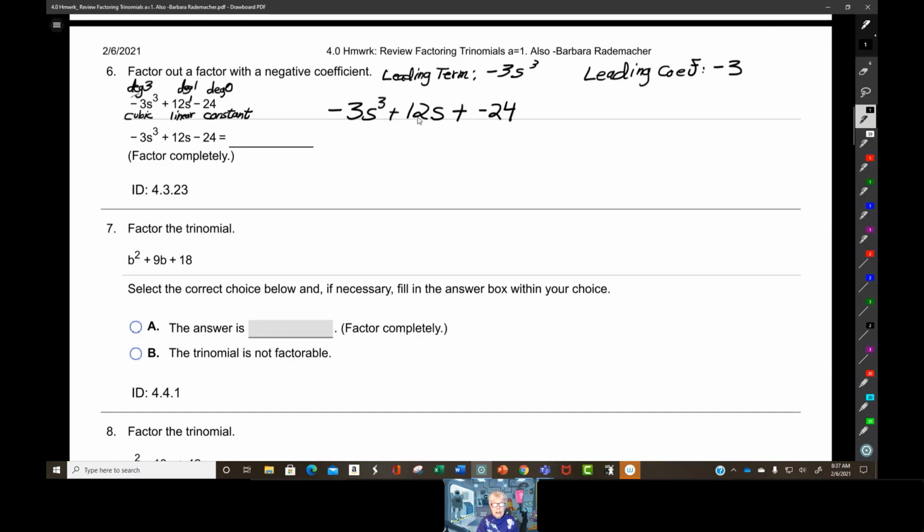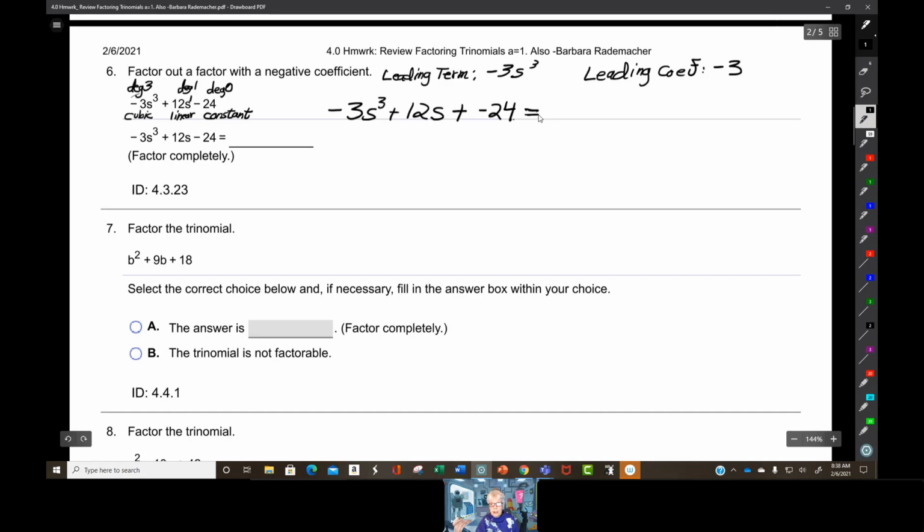Now I need to find a negative. Notice, remember that in a polynomial, terms are separated from each other by plus signs. So this is really what this polynomial is. This is the first term, this is the second term, this is the third term. Now I have to find a -3 in all of these terms. I'd love to find an S in all of these terms. There is an S there, but there's not an S here.